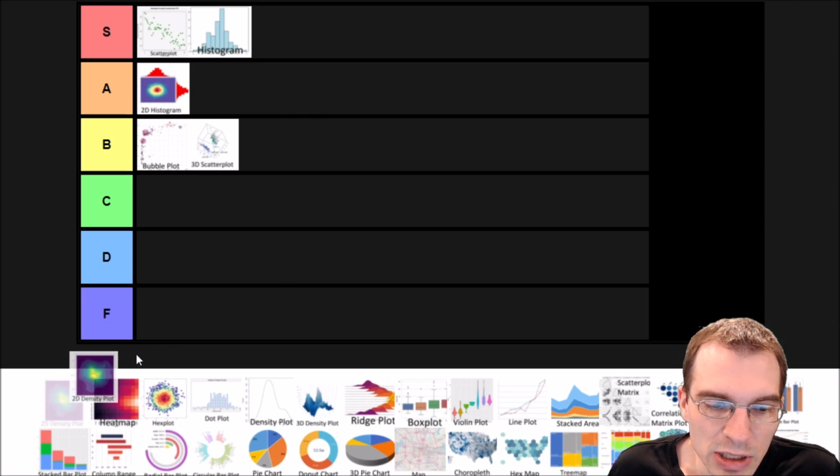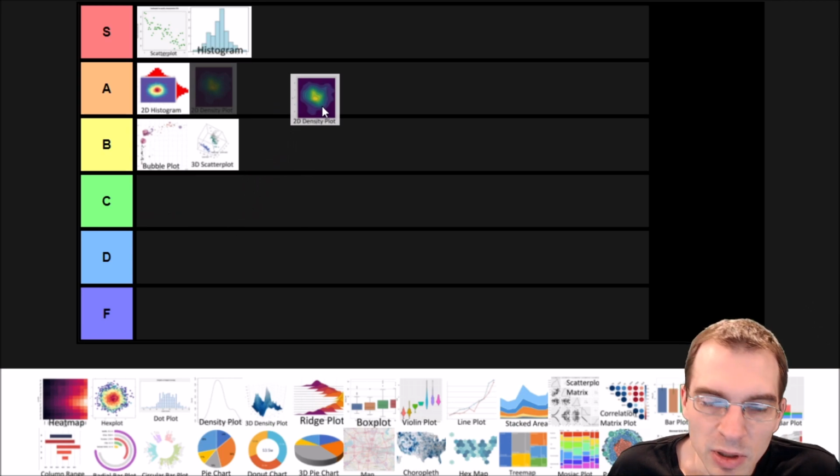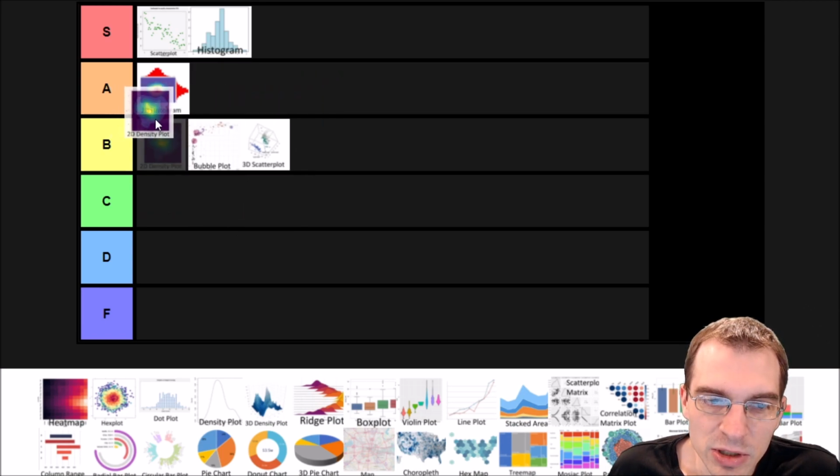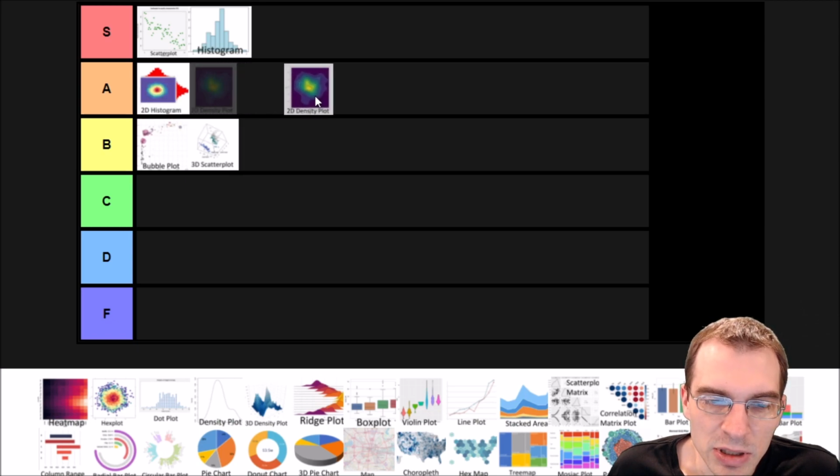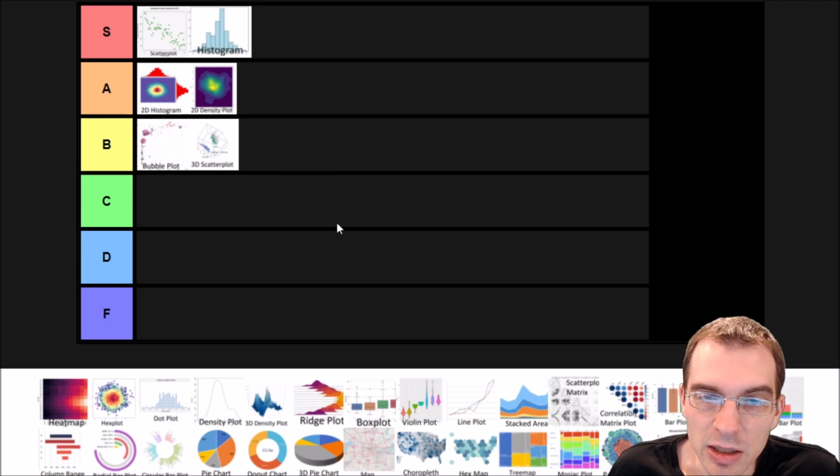Now I've got a 2D density plot. This is very similar. Basically, what you have in the middle of this 2D histogram is a 2D density plot, what amounts to that. So I'm going to put this at the A tier also. This is used quite a bit. It's basically a KDE plot.